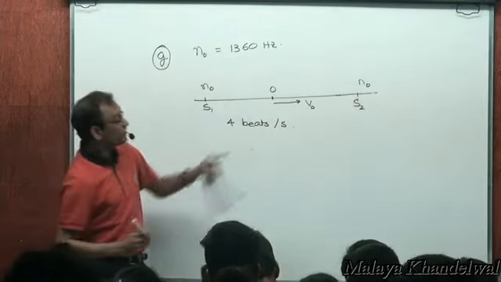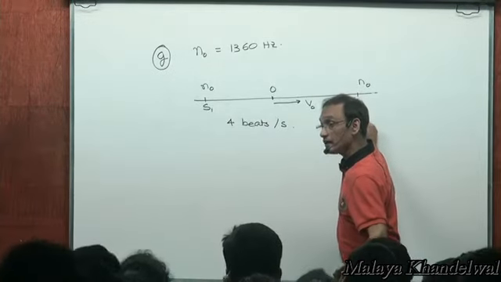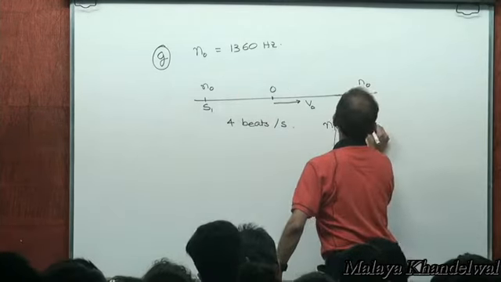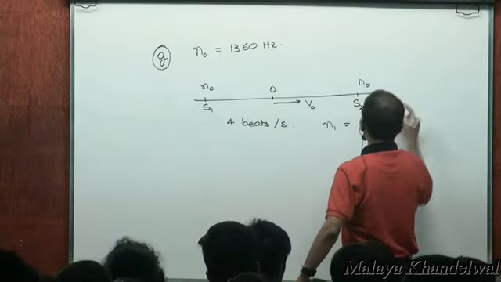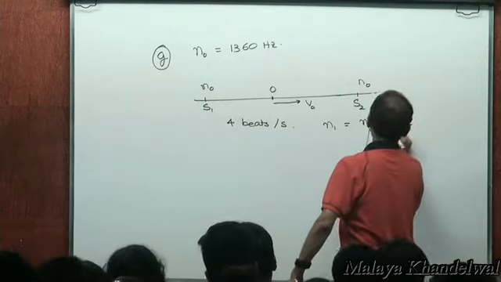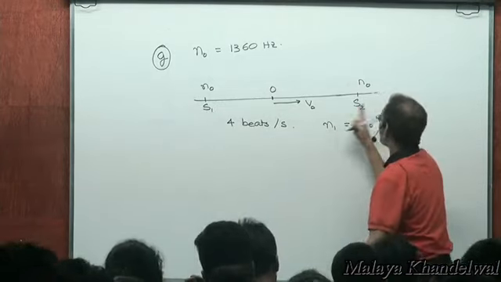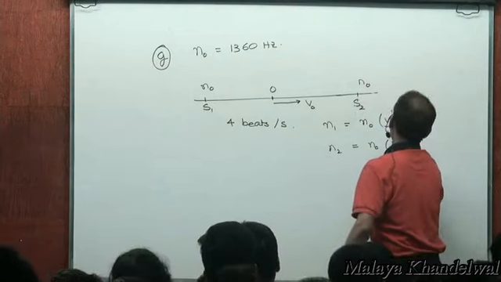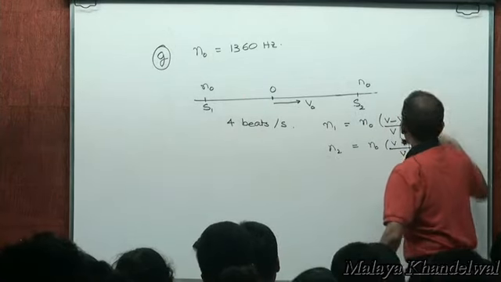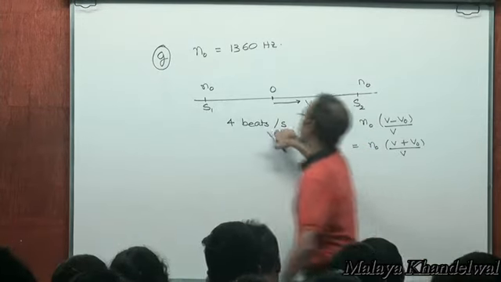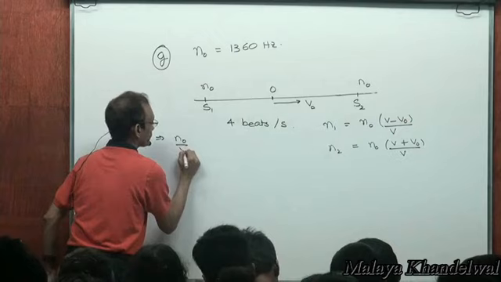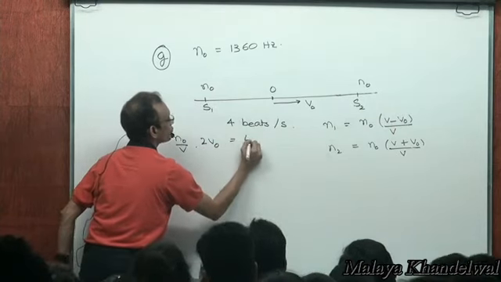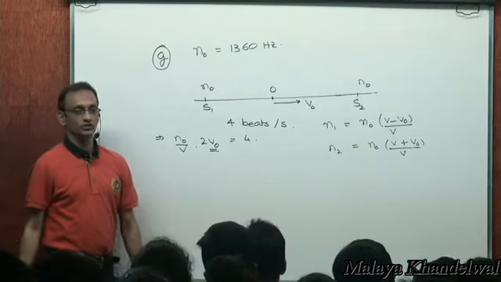Obviously, the frequency from S1 would be different from the frequency from S2. So frequency from S1 is going to be the actual frequency N0, this is from source to observer, so (V minus V0) divided by V, because Vs is 0. That's N1. For N2, if you recall the convention, N0, this is from observer to source, so it will become (V plus V0) divided by V, and the difference in these two is given to be 4 beats per second. That means N0 by V, and this difference is 2V0, into 2V0 is 4, and this gives you the velocity V0 that you are seeking.